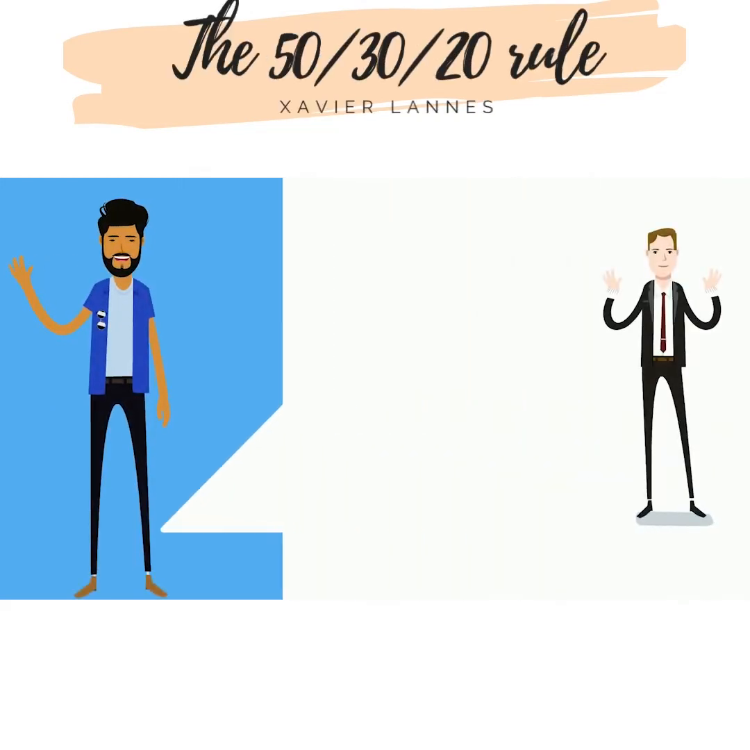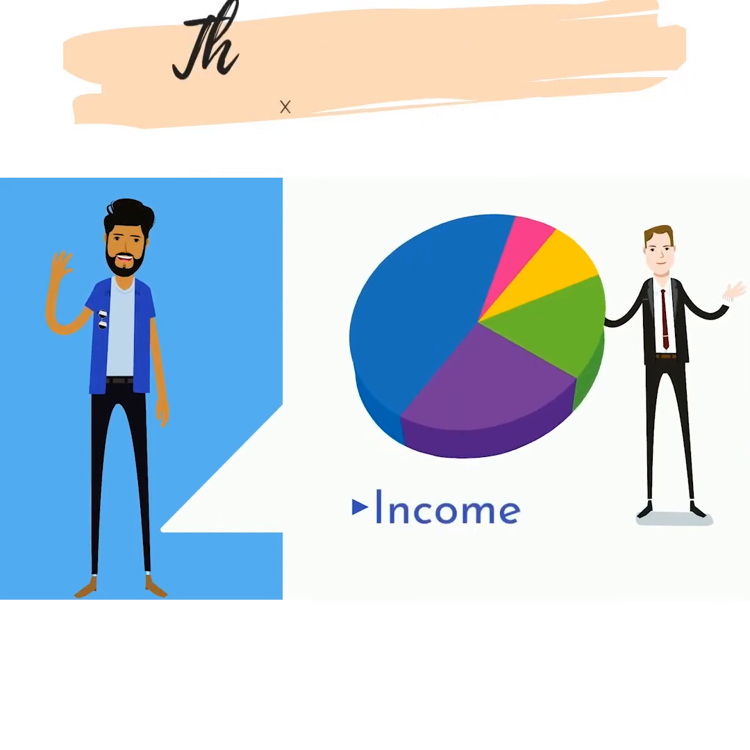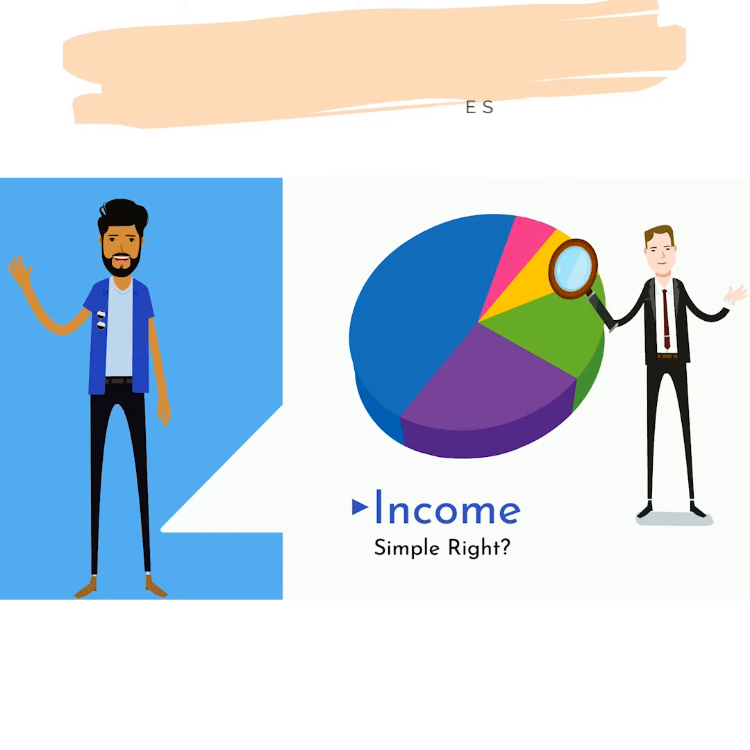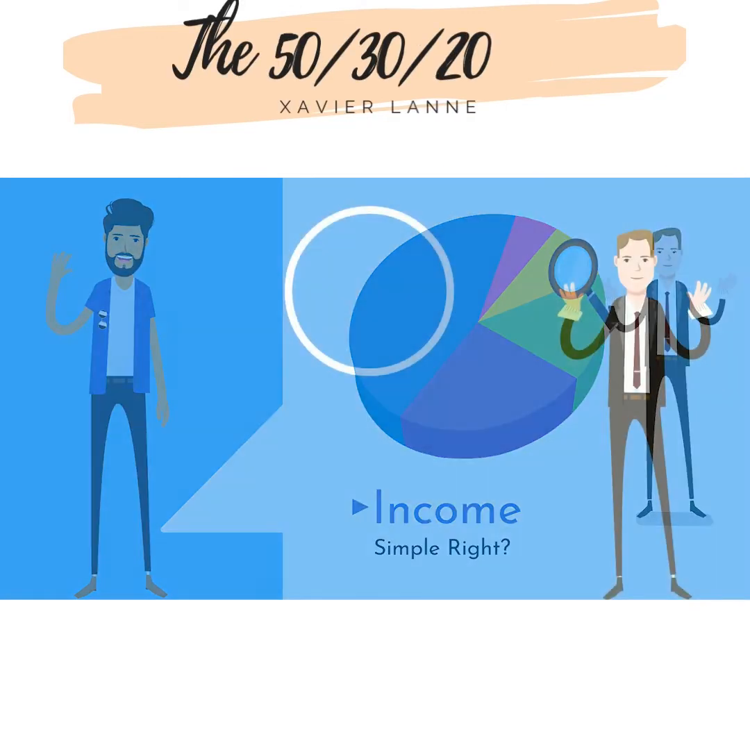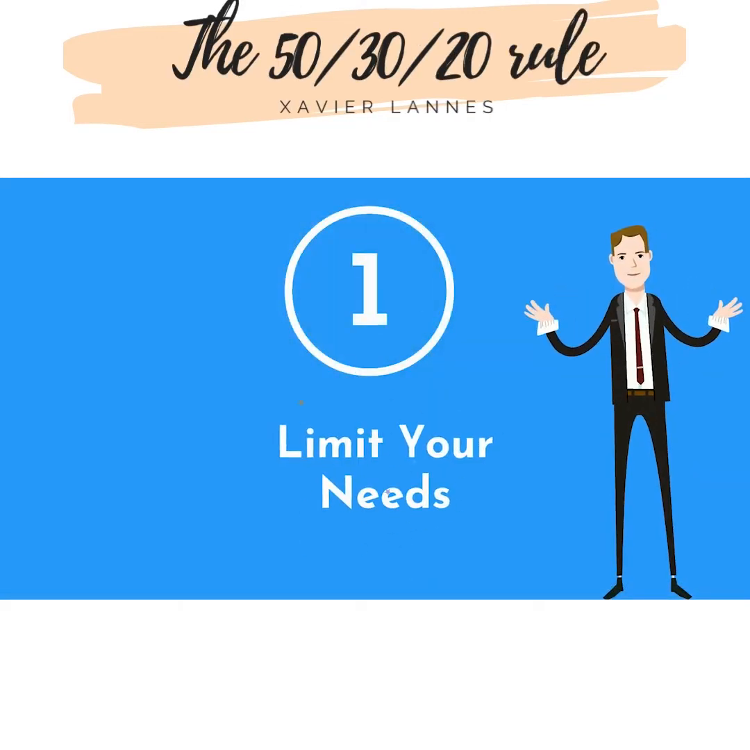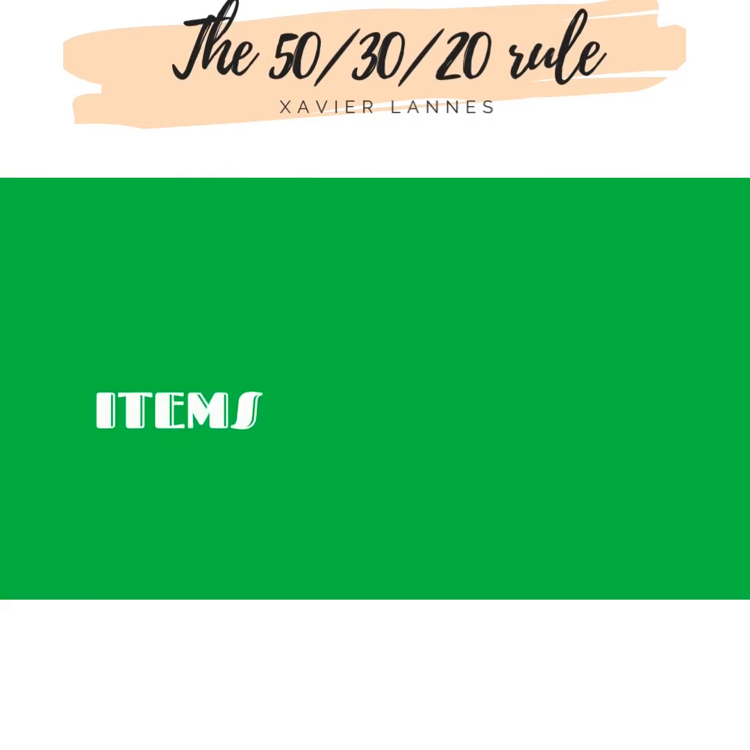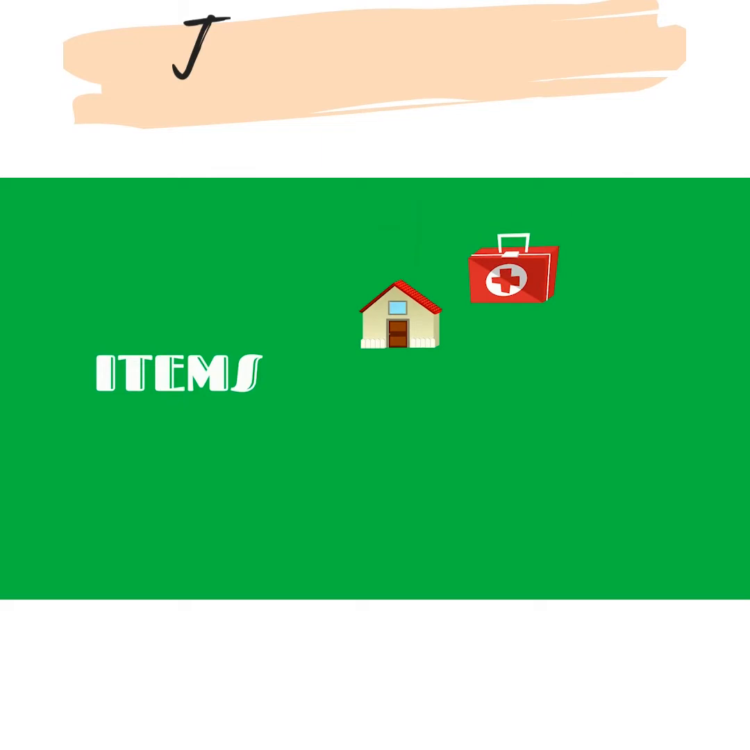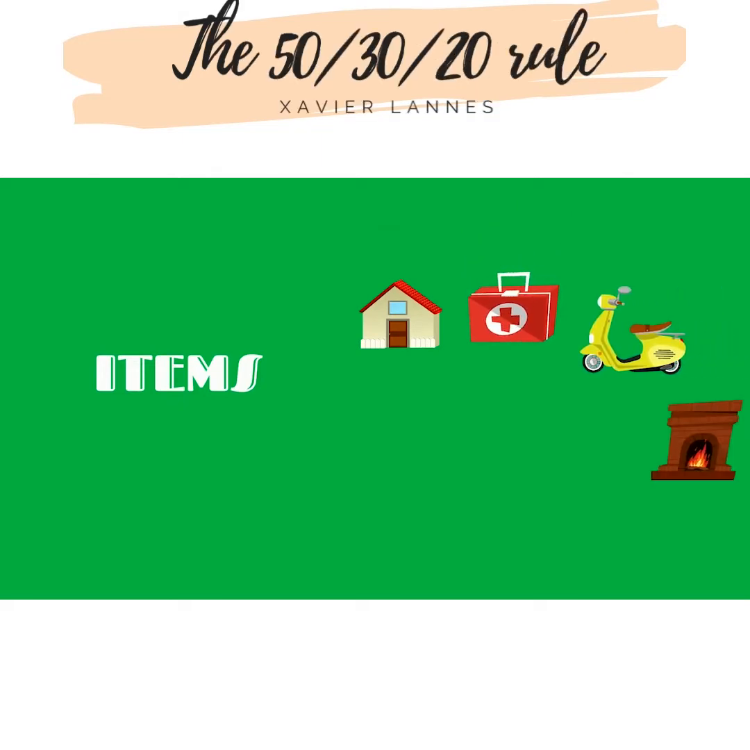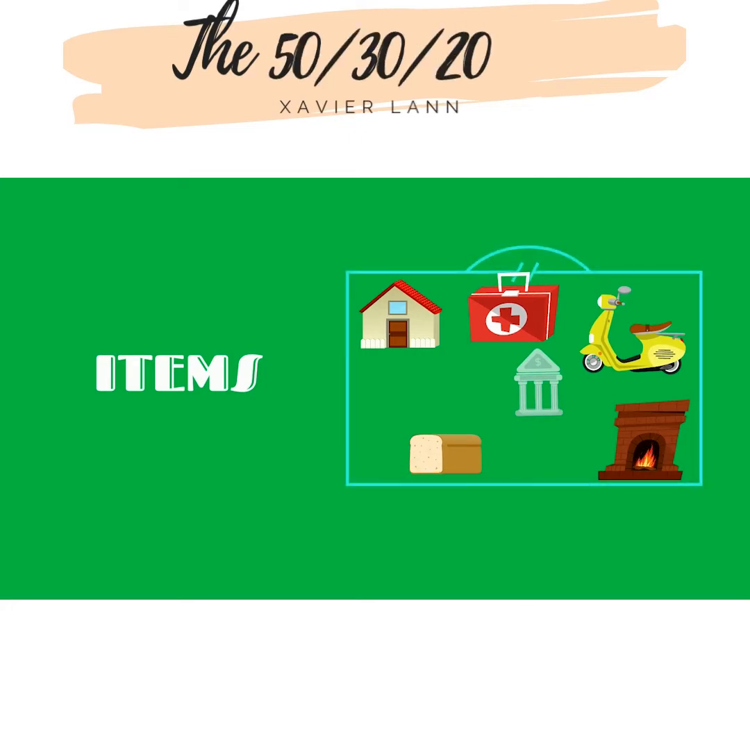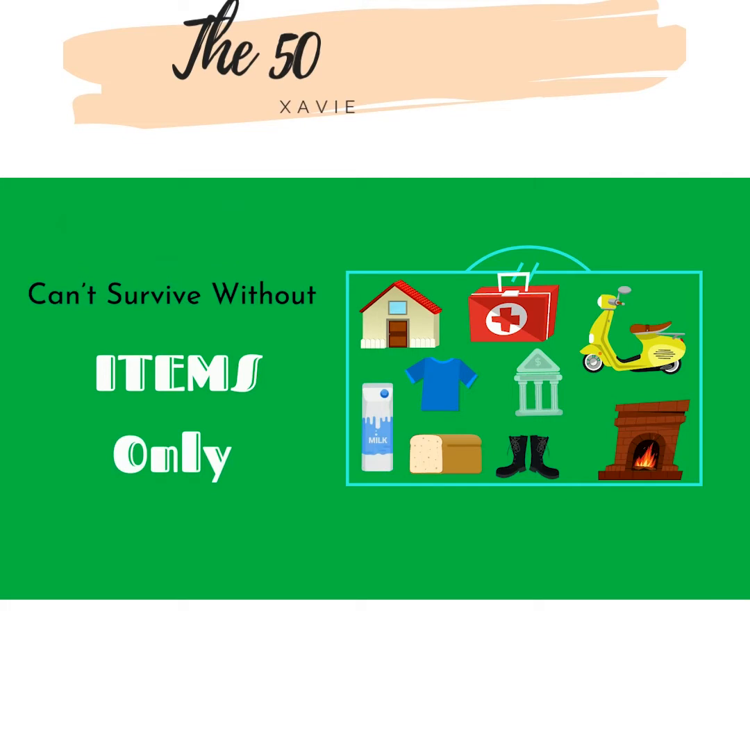It's simple, right? But let's look at it a little closer. Step 1. Limit your needs. Needs are things you can't live without. These include things such as housing, health, transportation, utilities, groceries, paying off debt, and the bare minimum for clothing, shoes, and other living expenses. In the needs category, only include items you can't survive without.